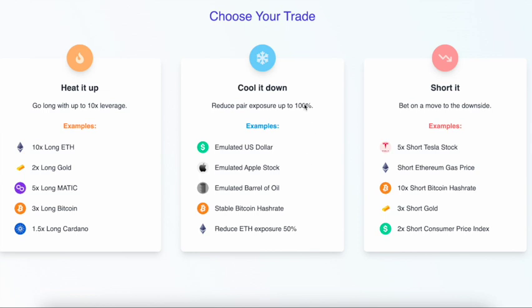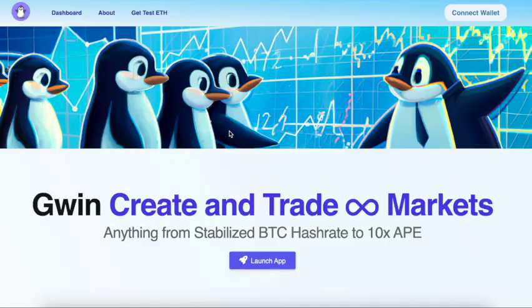You can cool it down, which is a very interesting option. By cooling it down, you can reduce your exposure up to 100%, which actually creates an emulated asset. So you can emulate the US dollar, you can emulate Apple stock, emulate a barrel of oil, or you could even stabilize the Bitcoin hash rate. And then, of course, we can short as well. Go 5x short Tesla stock. You can go short the Bitcoin hash rate. Very interesting things. Go short the consumer price index. There's pretty much limitless possibilities that can be had on Gwin.